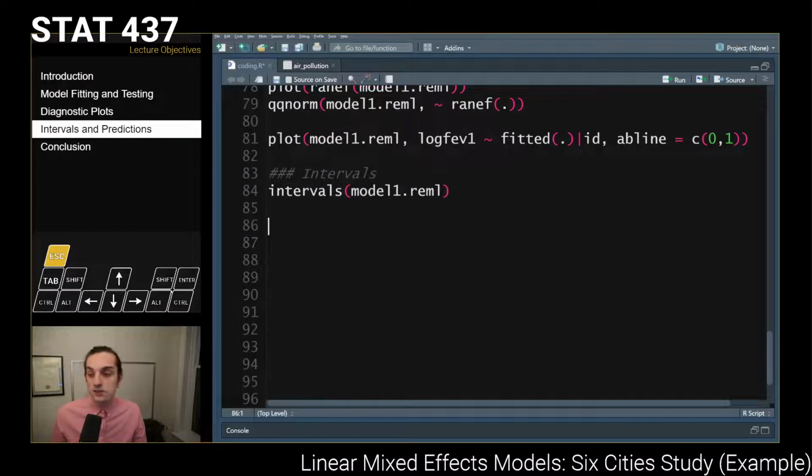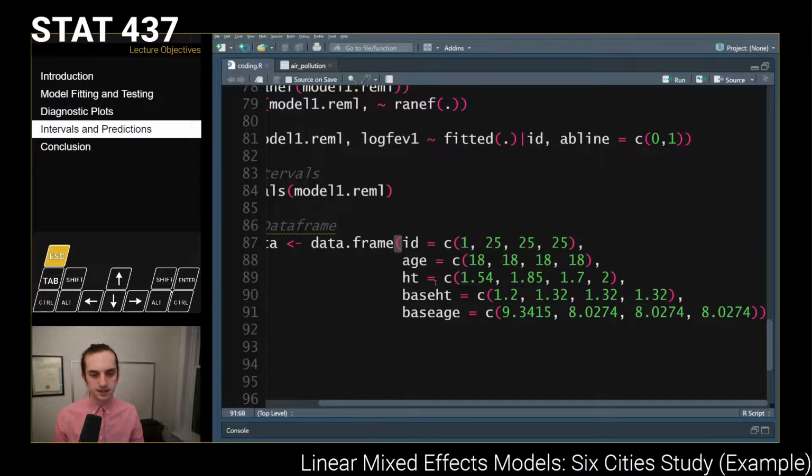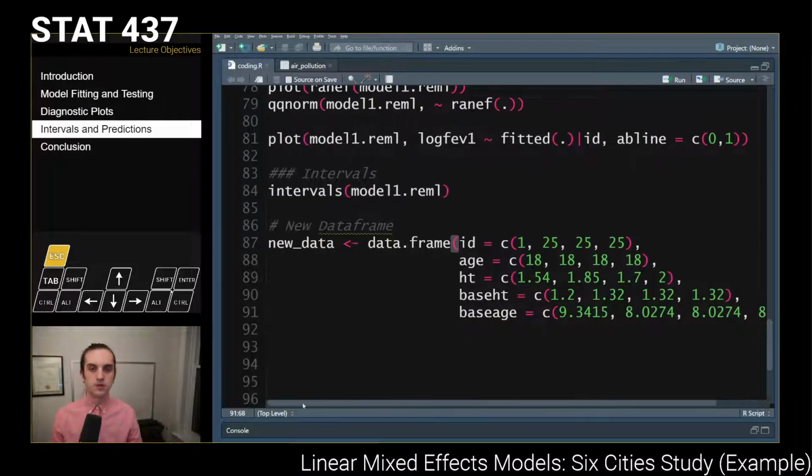So the way that we can do this once we have a model fit in R is simply by using the predict function. And so the idea is that we want to define a new data frame. And the new data frame is going to contain all of the values that we want to predict out. And then we just pass it to the predict function. So I've gone ahead and made a new data frame here. And I'll read through what we're doing with it, right?